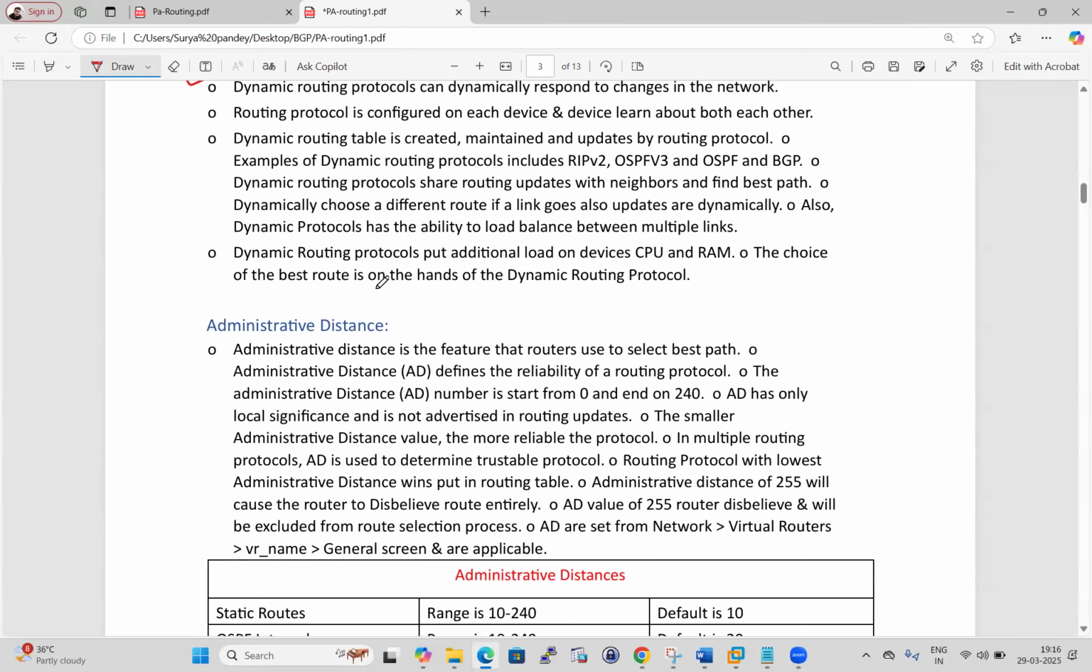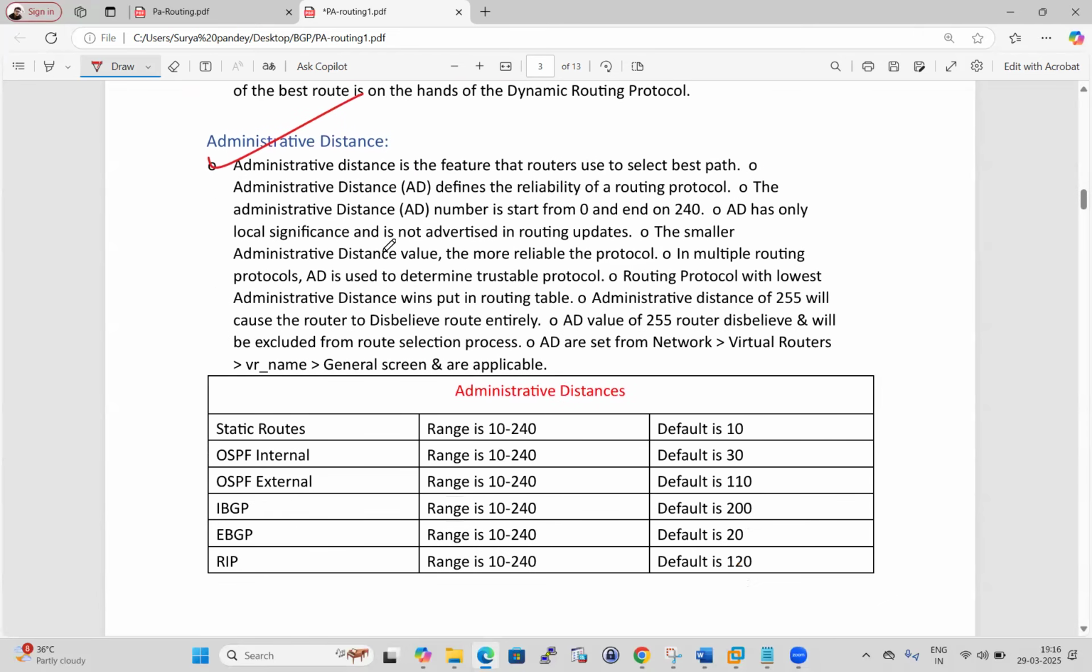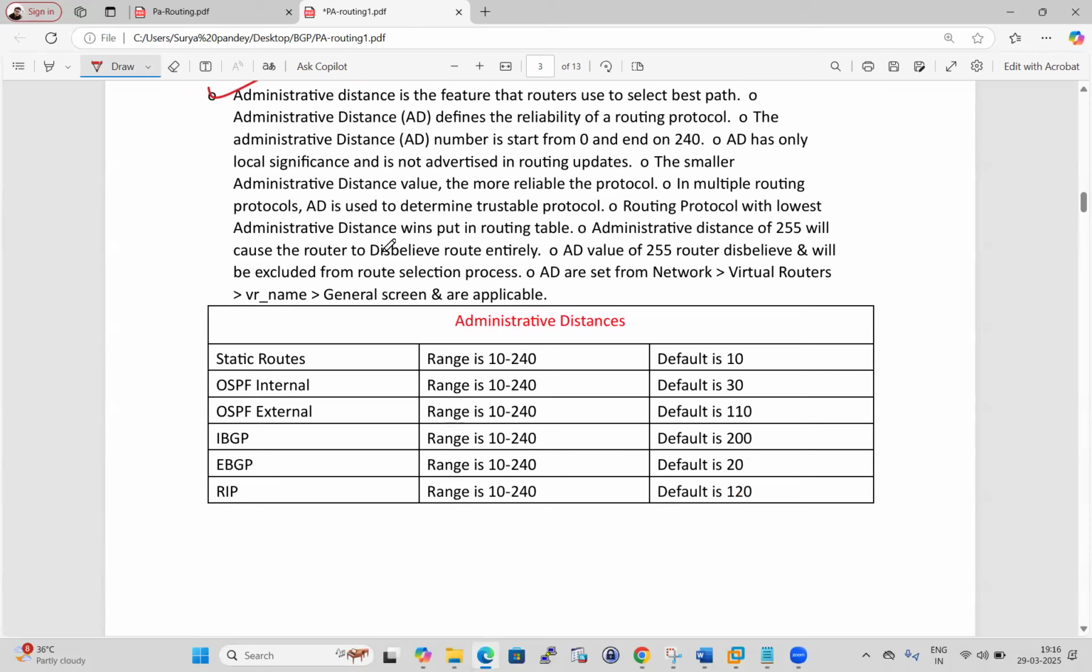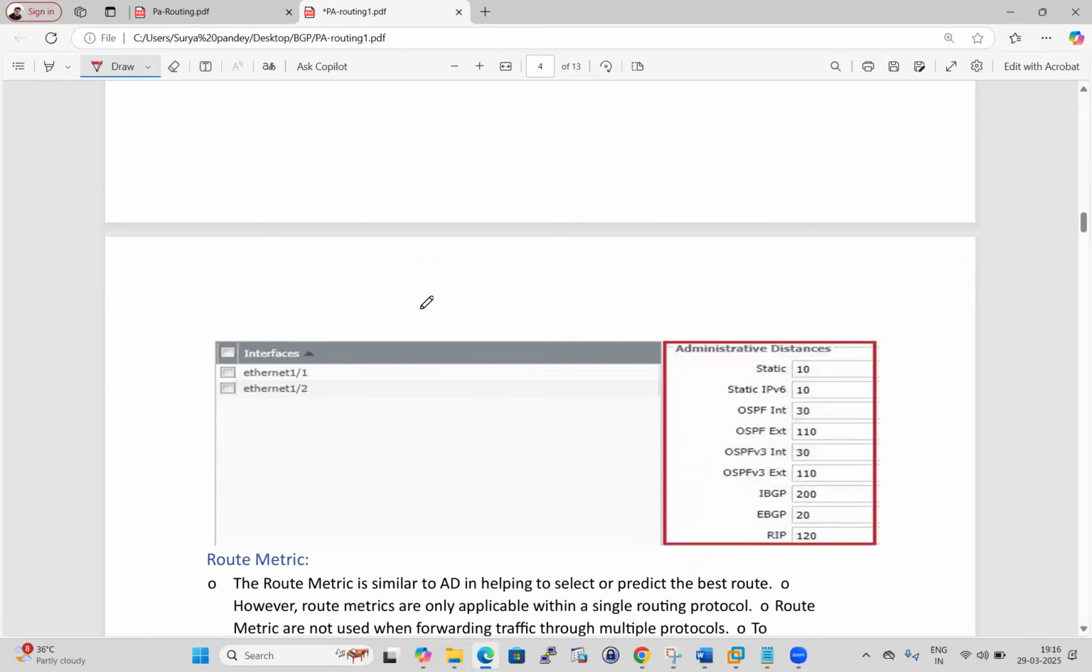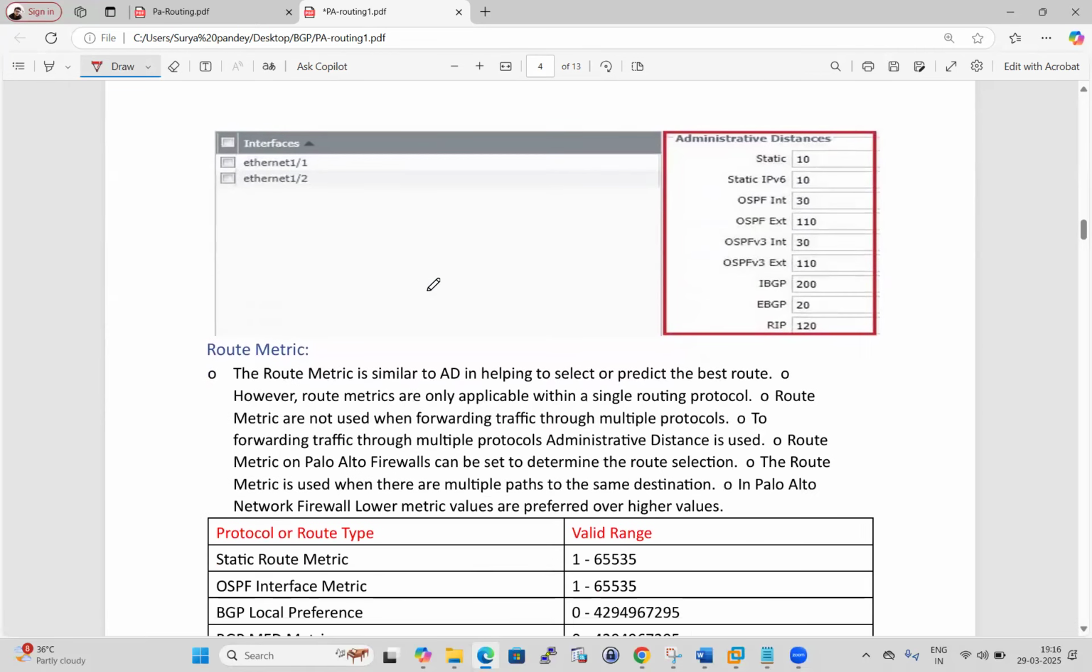Administrative distance, very well. You know there are some routing protocols, static routing, and IBGP, EBGP. The IBGP AD value is 200, EBGP 20, RIP is 120, OSPF is 110, OSPF internal is 30, and the static route default is 10. So we should be aware of these while implementing. It is very good if you remember these things. If not, we can use the PDF or take help from Google.